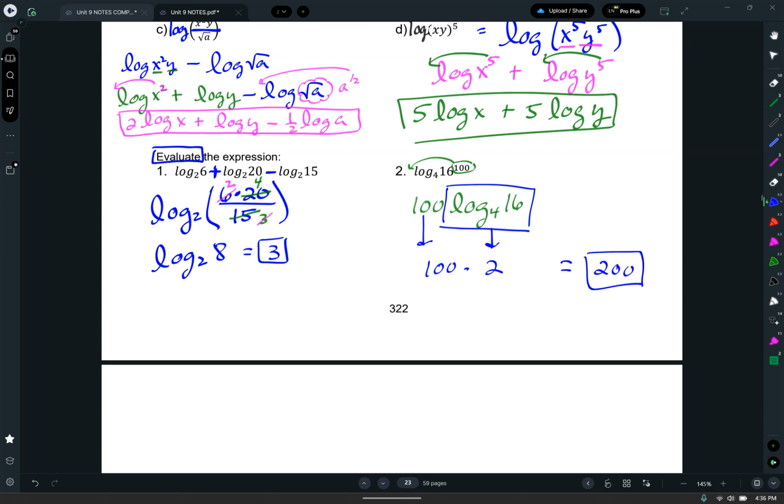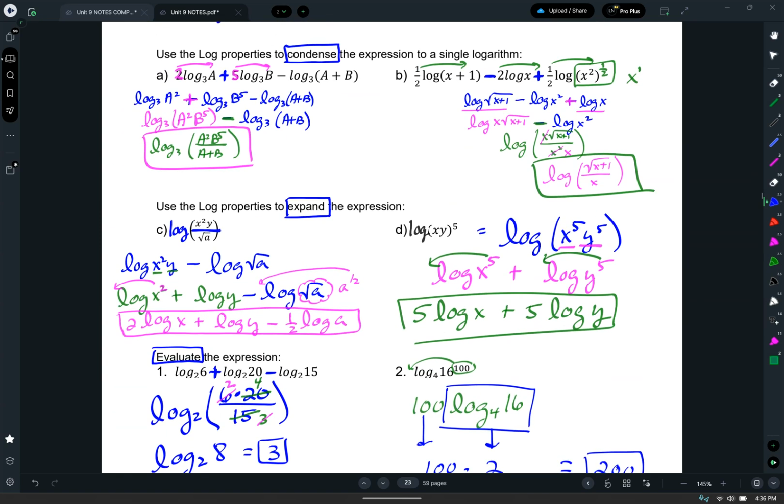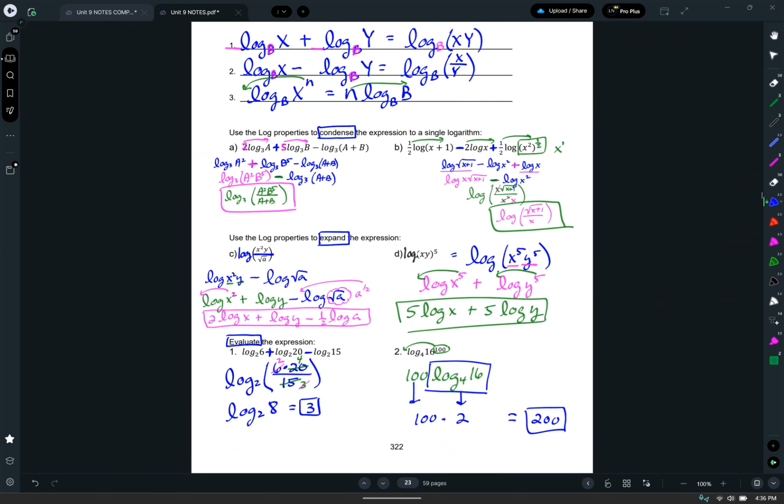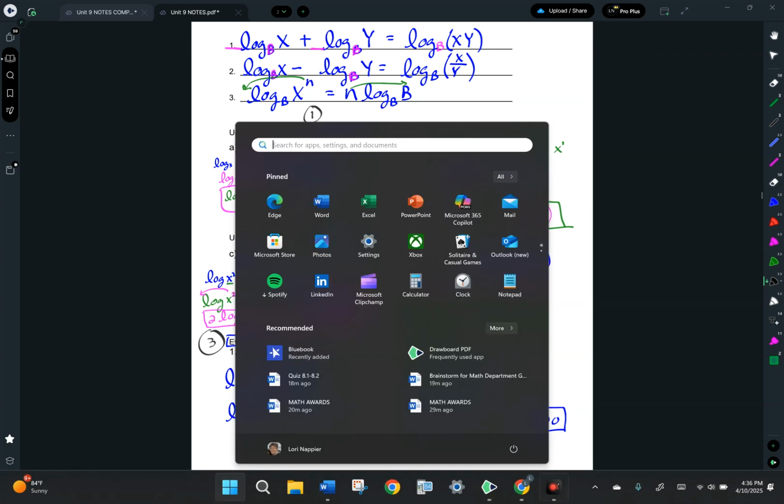Okay, so you'll notice in the homework there are 3 parts to the homework. You'll have one part that says condense, you'll have another part that says expand, and you'll have a third part that says evaluate. So make sure you know what you're trying to do in the homework. All right, that's section 9.4.